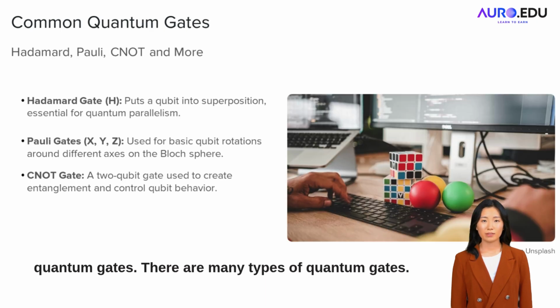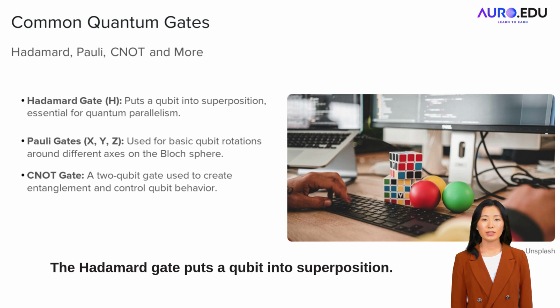Common quantum gates. There are many types of quantum gates. The Hadamard gate puts a qubit into superposition. Pauli gates rotate the qubit's direction. The CNOT gate links two qubits, creating entanglement. Together, these gates let us create quantum programs to solve hard problems.